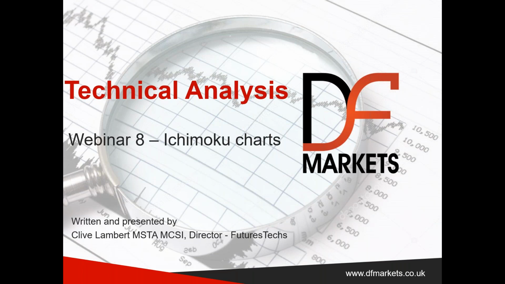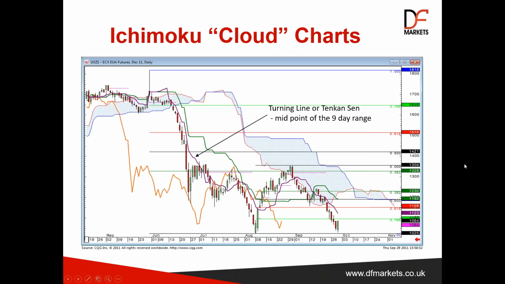So without further ado, let's have a look at this methodology. There's a bit to this, but we'll be absolutely fine, don't you worry. Right, there are 1, 2, 3, 4, 5 lines on an Ichimoku chart, and two of those lines have the shading in between. Let's go through the 5 lines just to start with.